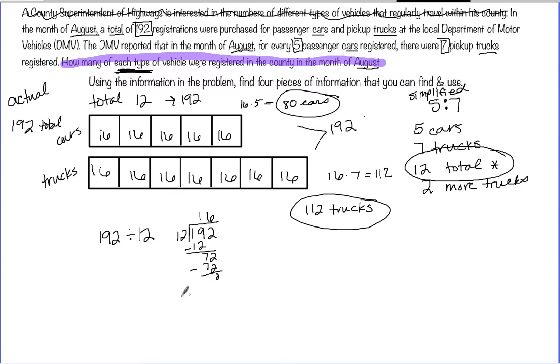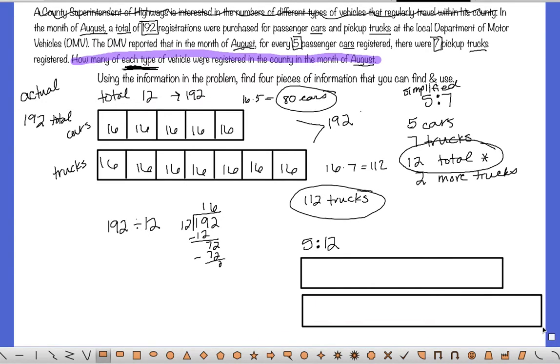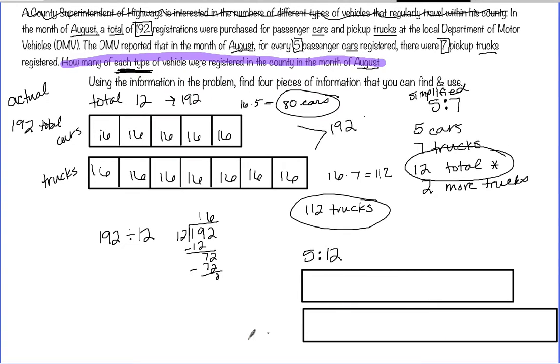I can sit here and say, okay, well, for every, let's say, 5 cars, there are 12 total cars. And then I can draw another tape diagram if it helps. Right now, this is kind of helping us out a little bit. And this is going to be a little rough because I know that my boxes aren't going to work out perfectly.